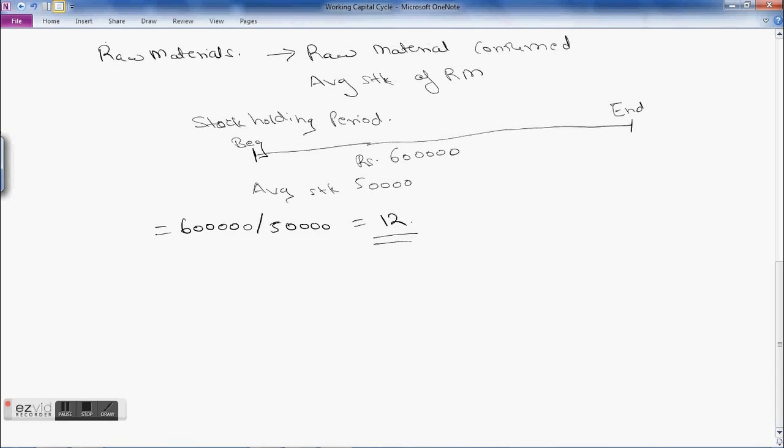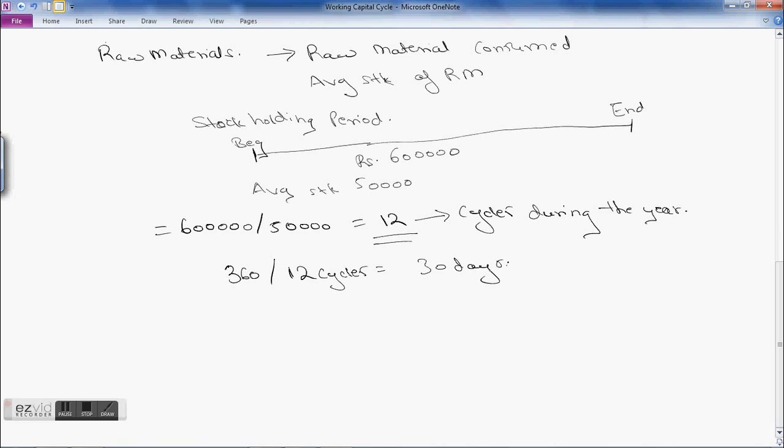So 12 cycles during the year of inventory, that is average stock, which has been replaced during the year. If you divide it in a year, assume that there are 360 days, so 360 divided by 12 cycles, on an average you get 30 days. So 30 days is the stock holding period of inventory of raw material.